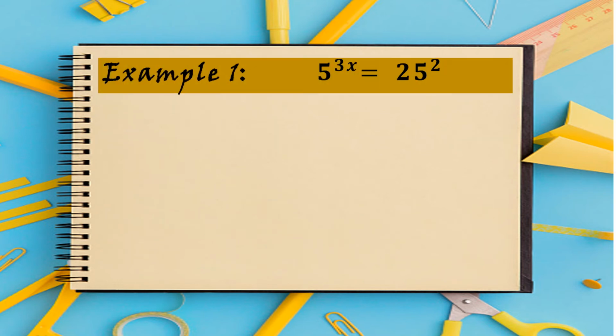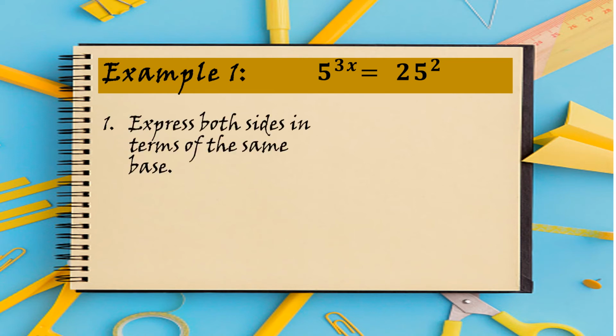Let us have the first example. 5 raised to 3x equals 25 raised to 2. First step, express both sides in terms of the same base. Your goal here is to make both sides of the equation have the same bases, so think of a possible number that will give you equal bases for this equation. In this case, we have a base of 5 because 25 can be expressed as 5 squared.